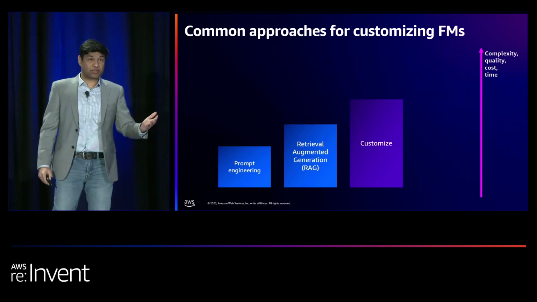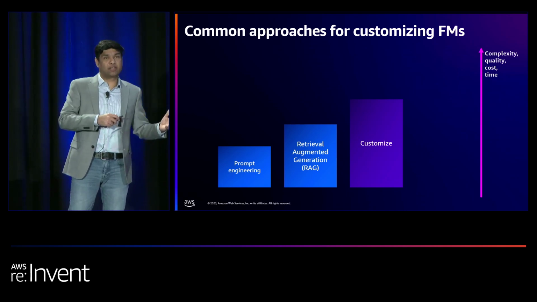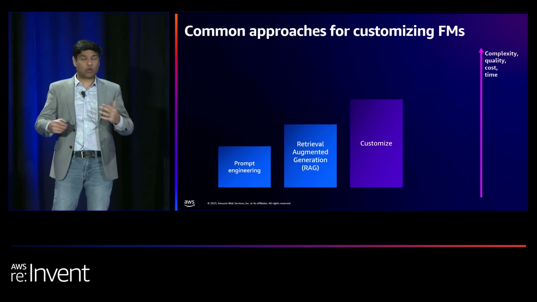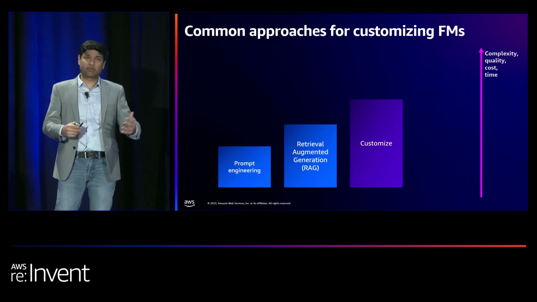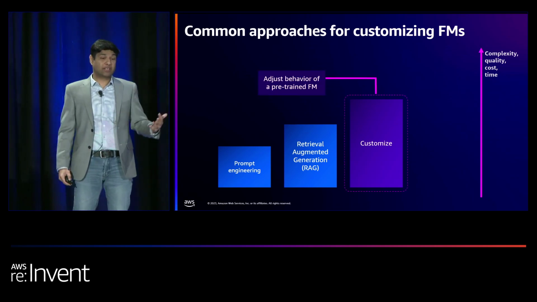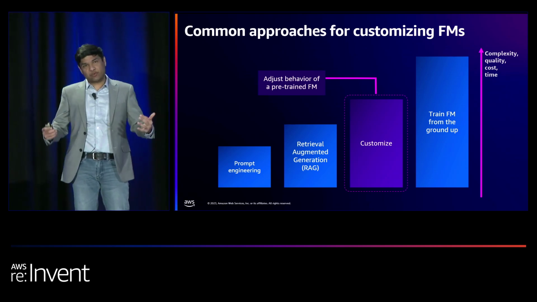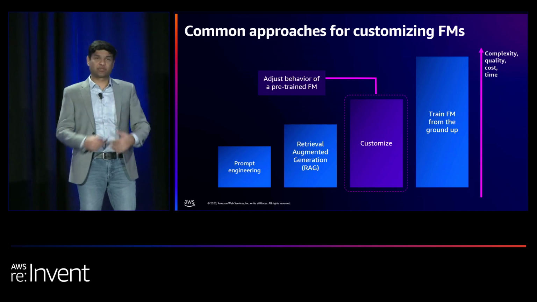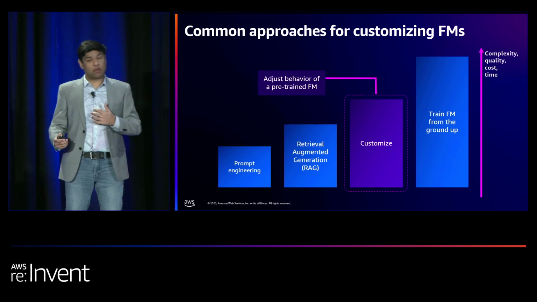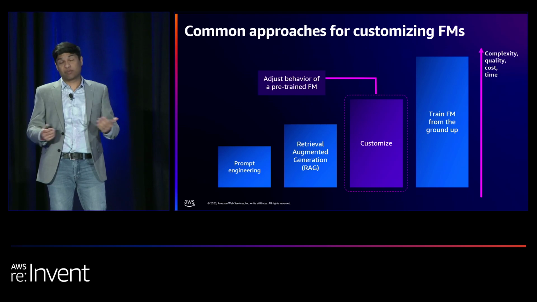Next would be customization. If you have recurring data which lives outside the model and you want to bring this data inside every few weeks or months, you would want to customize, and we will look into the different customization techniques. And then lastly, you can train the model from scratch. For this, of course, you need infrastructure, data scientists, and a large amount of data to train the model. So it is the most complex, and you will get the best quality, but it is not cost effective and will require a lot of time.